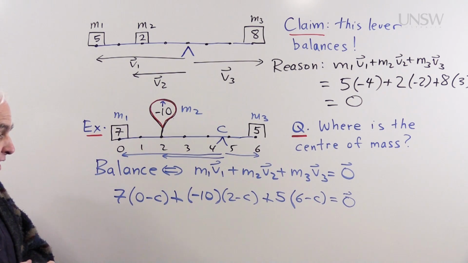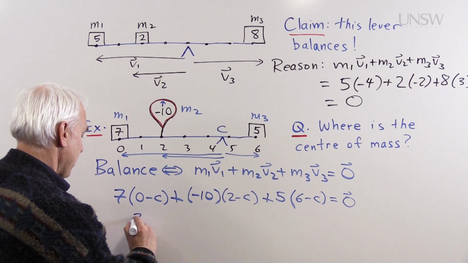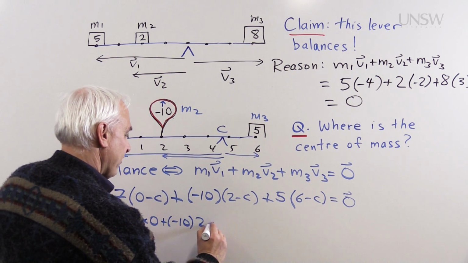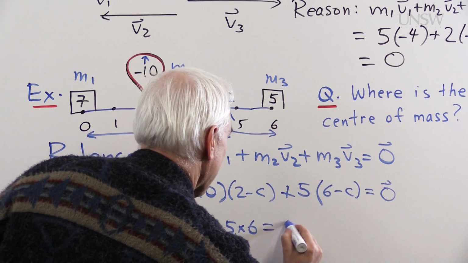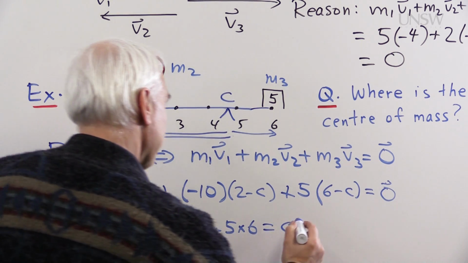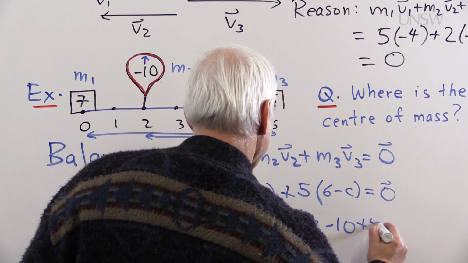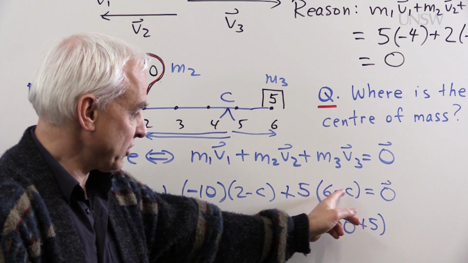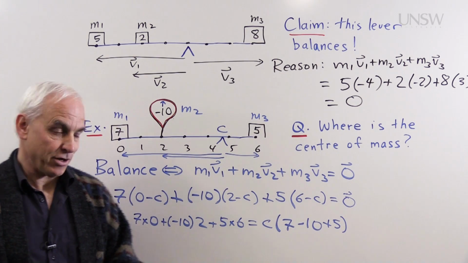Okay, so that's a linear equation in C. And hopefully we can solve it pretty easily. Let's have a look. So the constant terms, 7 times 0, and then plus minus 10 times 2, plus 5 times 6. And if I bring all the C terms over the other side, I'll have C times 7 minus 10 plus 5. So there's a coefficient of C here, coefficient of C here, coefficient of C here. I'm bringing that all to the right-hand side. You see, in fact, we're just getting the sum of the masses there.